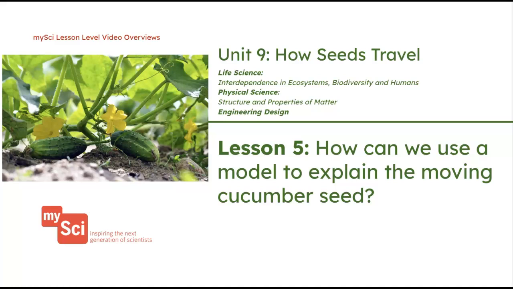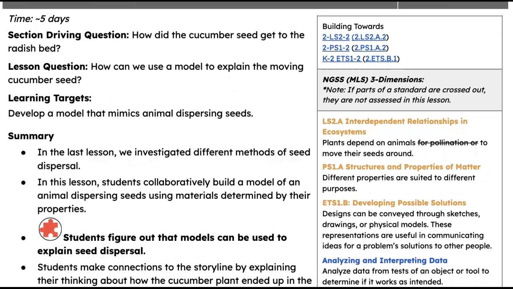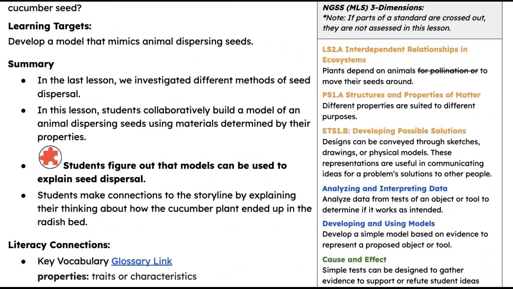In this lesson, students will work to answer the question, how can we use a model to explain the moving cucumber seed? Students collaboratively build a model of an animal dispersing seeds using materials determined by their properties. Students figure out that models can be used to explain seed dispersal. And students make connections to the storyline by explaining their thinking about how the cucumber plant ended up in the radish bed. There are several opportunities for ELA cross-curricular connections throughout the lesson.